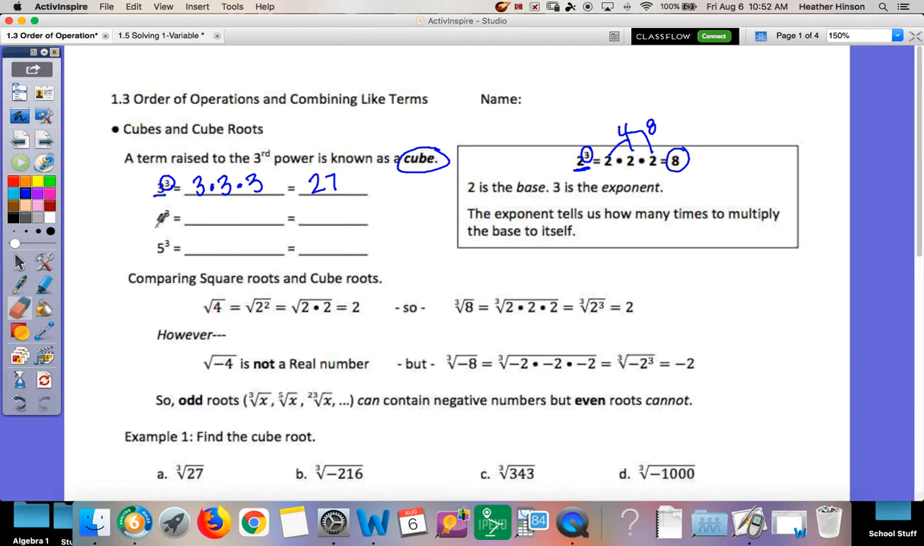4 cubed. 4 is our base. We're going to multiply it 3 times. So 4 times 4 is 16. Times 4 is 64. 5 cubed. 5 is our base, and we'll multiply that 3 times. So 5 times 5 is 25. Times 5 is 125.